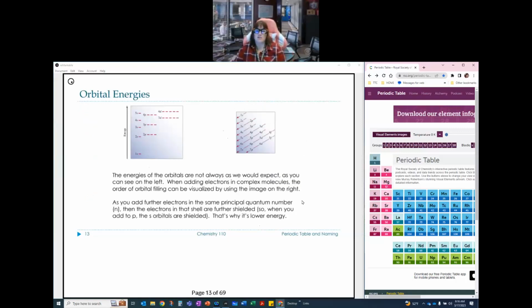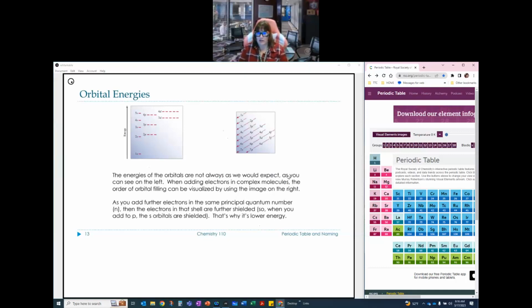Now, the next part we have to talk about is the energies of those orbitals. And while I would love to tell you that this is an easy thing for us to talk about, it's not necessarily. 1s is lower than 2s. That makes sense because we're closer to the nucleus, so it takes less energy to put an electron into that 1s. The 2s being further out is a little bit higher. The 2p, because it's more complex, is a slightly higher energy.